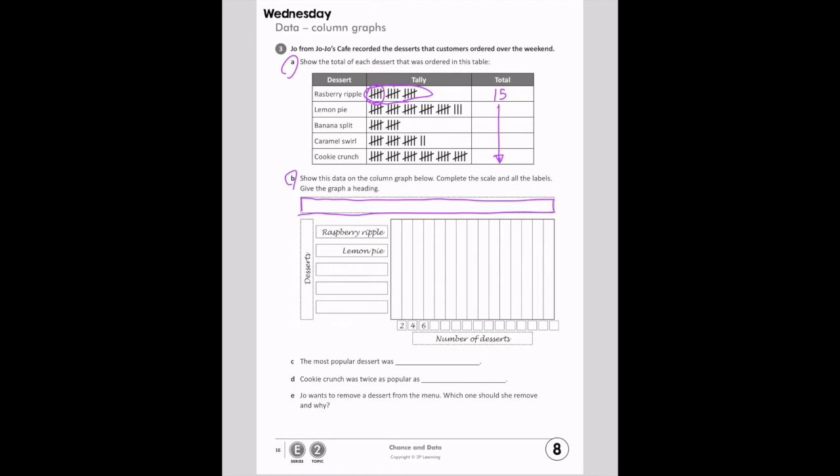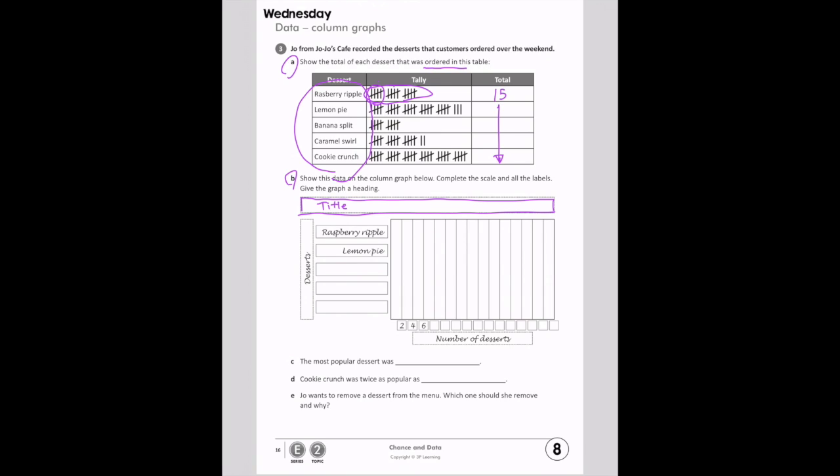So this box here is for your title. So every graph needs a title, right? So what are you going to name it? We've got desserts here, okay? And these tallies represent the desserts that were ordered at this restaurant, at the cafe, Jojo's Cafe. Okay, so what do you think the title should be?